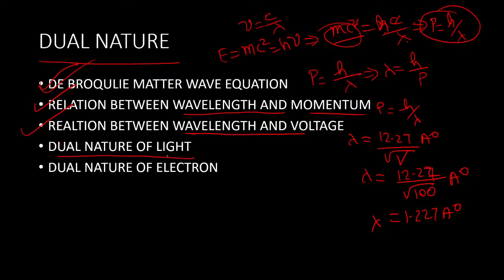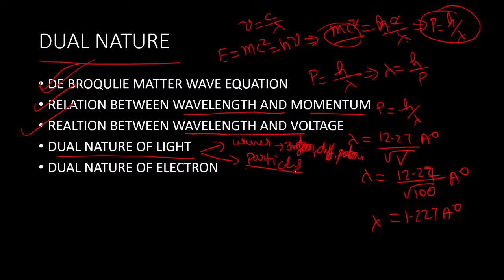The next one, dual nature of light. Light can be wave or particle. Both theories you need to know. Conclusion: light is wave in nature. It's proved by interference, diffraction, polarization. This and all prove light is wave in nature.